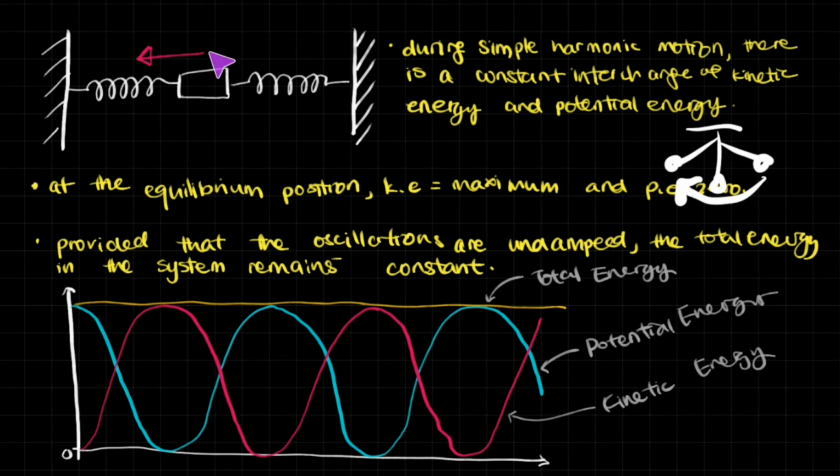So yeah, we know that at the equilibrium position, there's no resultant force on it. However, there is maximum velocity, which means that the kinetic energy has to be the maximum and the potential energy has to be 0 because there's no force on it at the equilibrium. Provided that the oscillations are undamped, and we're going to go into that later, but it means that they basically keep going and they don't lose energy due to friction or whatever, the total energy in the system remains constant. So let's say the blue represents potential energy. And so it's going to oscillate up and down with the changing position. Kinetic energy is also going to oscillate up and down with the changing position, but if you add them together, you will get a straight line, meaning that energy is conserved.